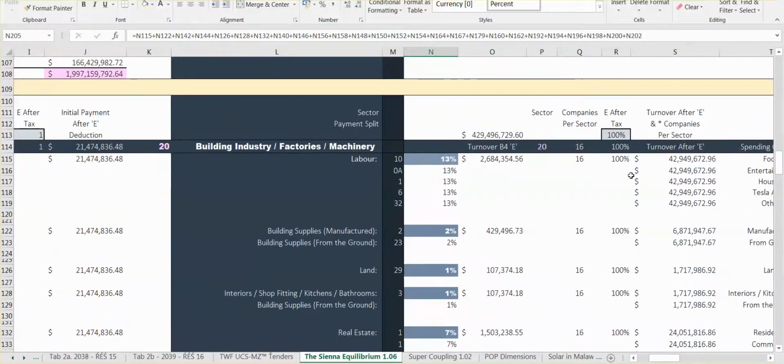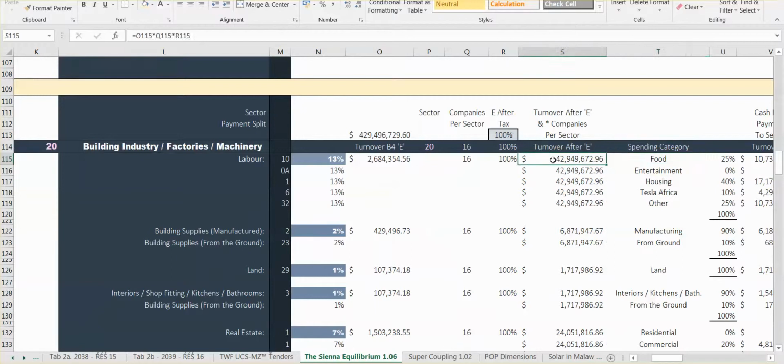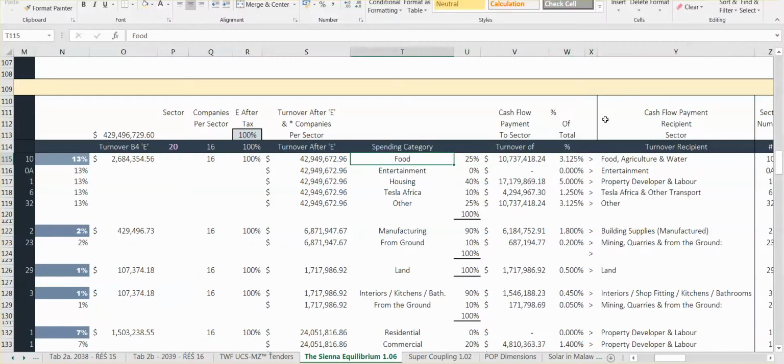And as we go through, we just look at this labor. What do we got here? And then there's 16 companies in this sector. So we're turnover after E and companies per sector. Okay, well that's basically just telling us how much we've got to spend, and then we divide it by food, entertainment, which is none, which I don't understand why that's none. I think maybe I put it in somewhere else. Housing, 40%. That's a stipulation of the Spartan contract.